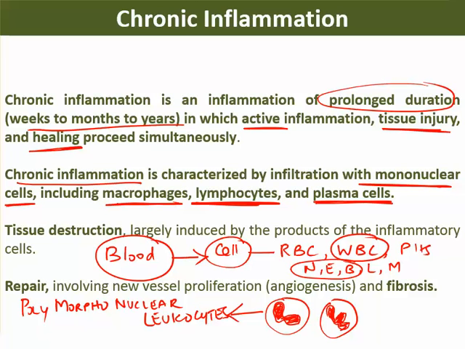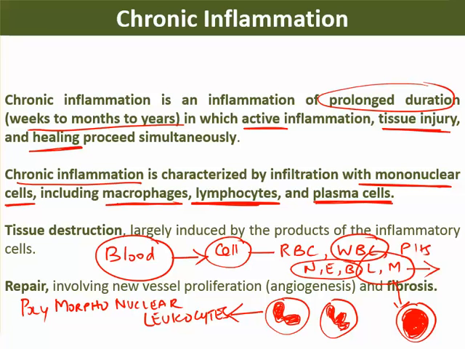Now, if you see the lymphocytes and monocytes, they are mononuclear. They look like they have a single nucleus. So they are called mononuclear leukocytes or mononuclear cells. Understand? So these cells, lymphocytes and monocytes, are involved in chronic inflammation.